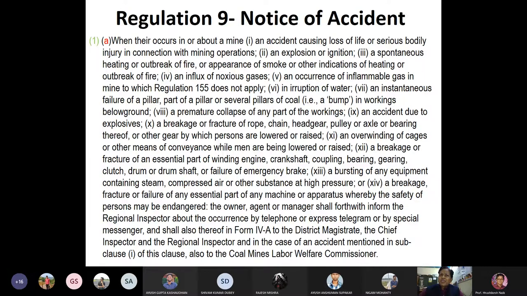So if any accident has taken place in your mines, form IVA is to be filled up, and the matter is to be reported to the chief inspector of the mines and the regional inspector of the mines. At the same time, you have to submit a copy to the district magistrate collector of the area where your mine is situated. Not only that, a copy is also to be submitted to the coal mines labour welfare commissioner located near your mines. So as per regulation number 9 of the Coal Mines Regulations 1957, notice is to be given to the chief inspector of the mines, the regional inspector of the mines, the coal mines labour welfare commissioner, and the district magistrate of the area about the occurrence of the accident.